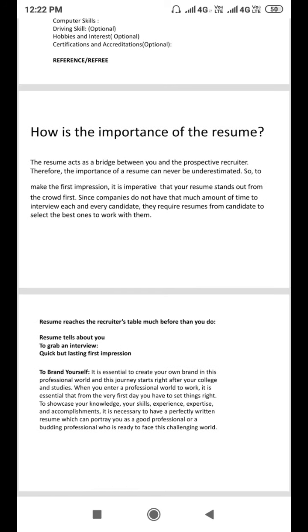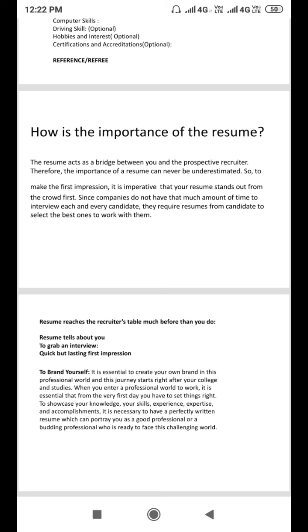So to make the first impression, it is imperative that your resume stands out from the crowd. Your resume should be very different, because people would like to find those who have different qualities, not the same average type. Since companies do not have that much time to interview each and every candidate, they require resumes from candidates to select the best ones to work with them. It is a competitive world, the world of cutthroat competition, a very highly competitive job market. So you should be different. You should stand out of the crowd.